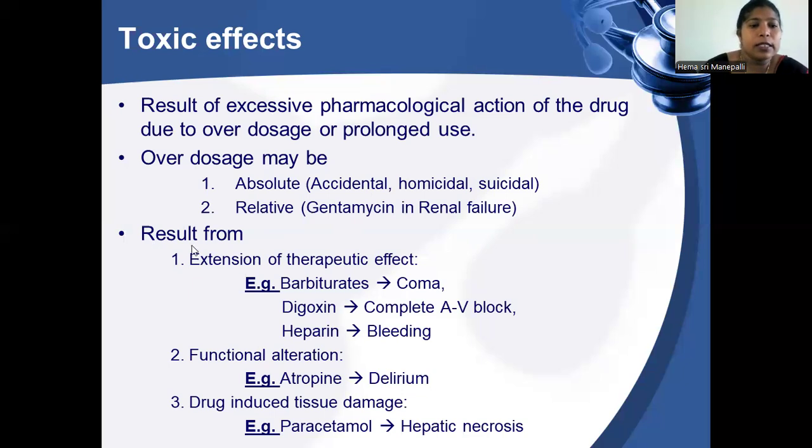General examples are extension of the therapeutic effect, such as barbiturates causing coma, digoxin causing complete AV block, heparin causing bleeding. So excessive use of heparin causes bleeding. And functional alteration, such as atropine causing delirium. And drug-induced tissue damage, such as paracetamol causing hepatic necrosis.